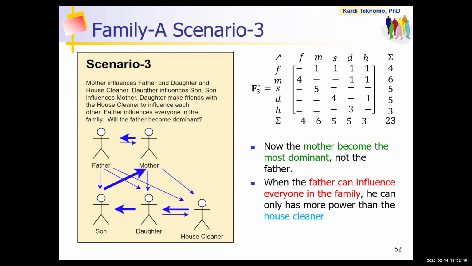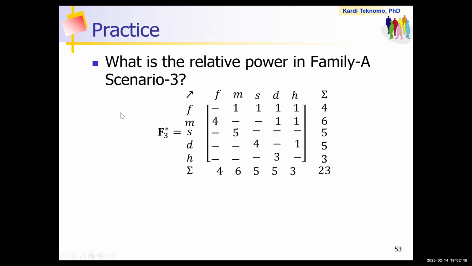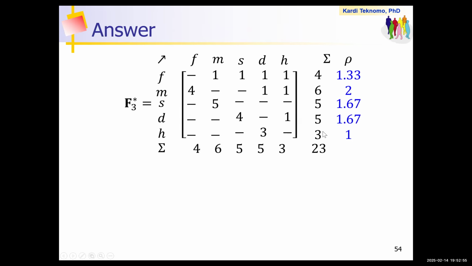Okay, you can start to analyze something that you never thought you could analyze. So what is the relative power in this case, of this family? Because this is not one, you can divide by the minimum. Say 3 is the minimum, so I can get the relative power here. Now I know that the housemate has power 1, the father is just 33% higher than the housemate, and the mother has power of 2 compared to the housemate. This is the relative power.